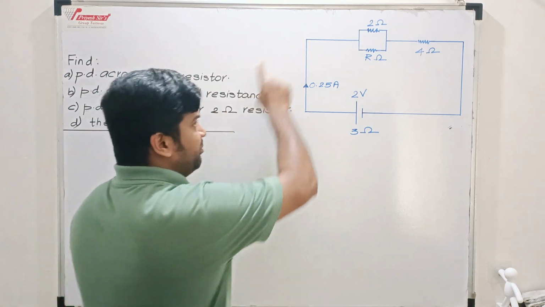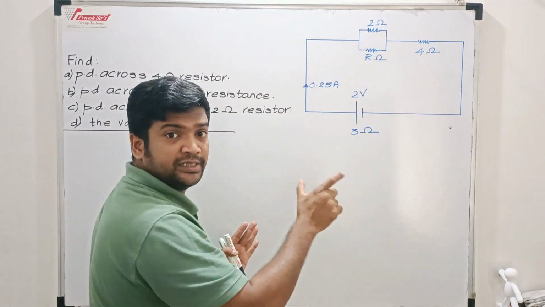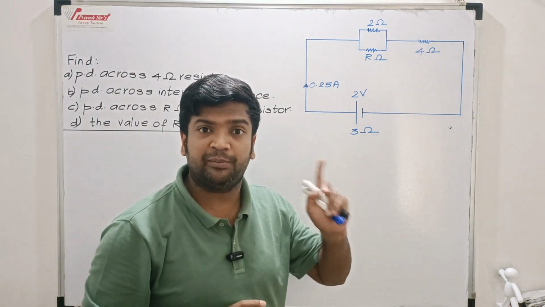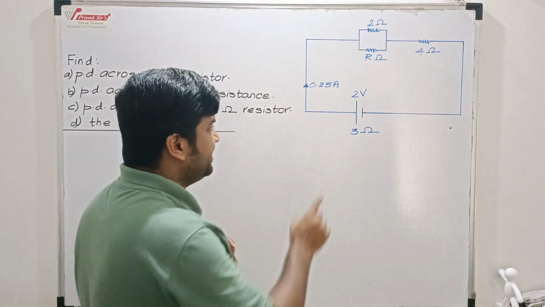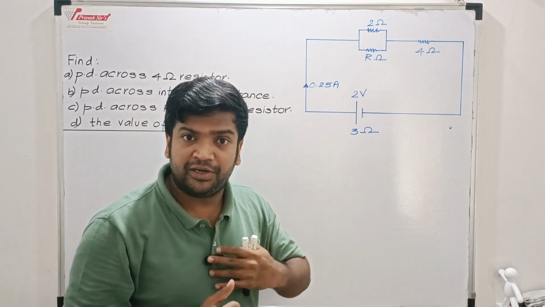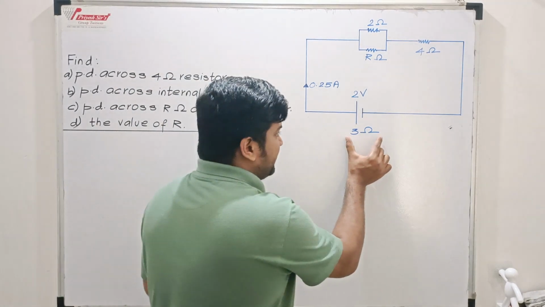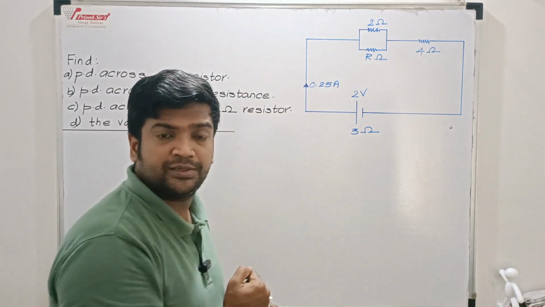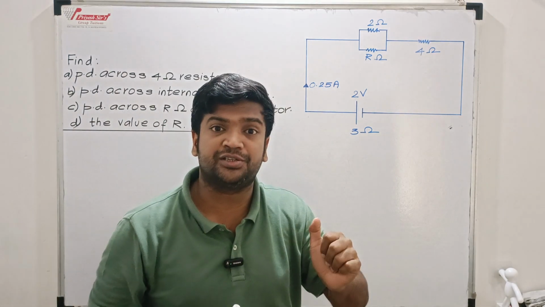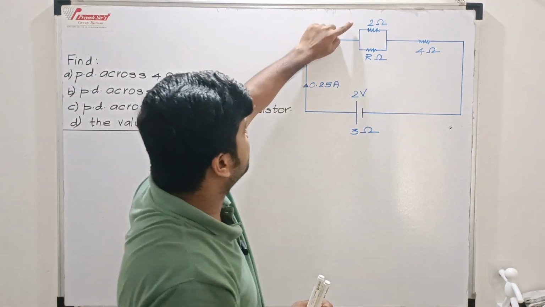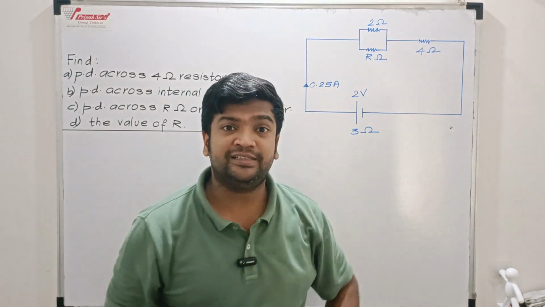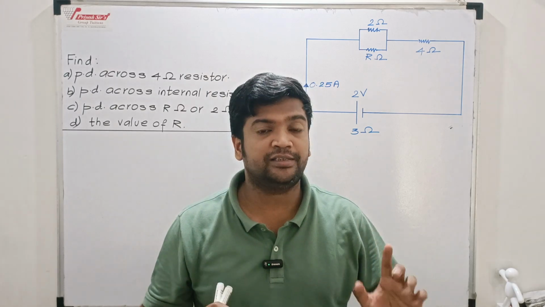Look, first, in the main circuit the main current is 0.25 ampere. The current in the whole circuit is that much. Then the 2 volt is no doubt the EMF of the circuit. So EMF is given to us, plus internal resistance of 3 ohm is given to us. And the external resistance, if you check, we have 3 resistors, out of which 2 of them, that is 2 and R, are connected in parallel with 4 ohm in series. Okay, this is the question.